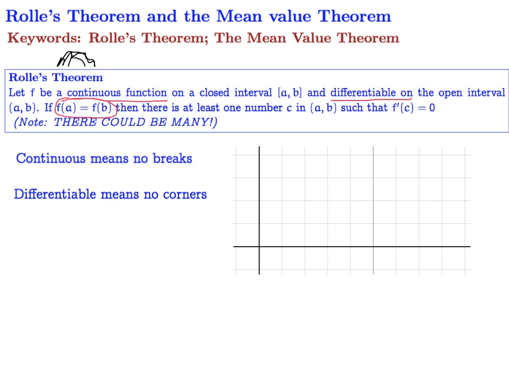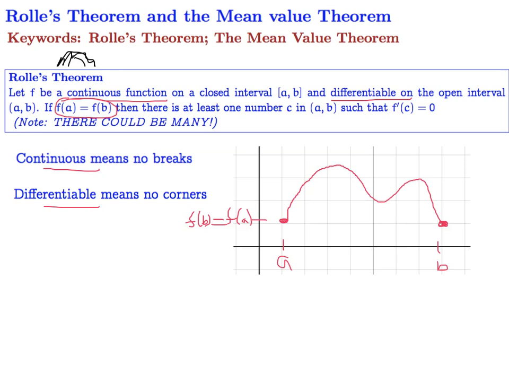So graphically what we have here is we have a, and we have a value here at f of a, and we have b, and we know that these occur at the same level. That is, f of a and f of b occur at the same height, and in between we need to draw a function that's continuous and differentiable. So as I'm going along here, I'm not allowed any breaks, I'm not allowed any corners. It should look a lot smoother than what I'm drawing here, and I know I need to get back here where I started.